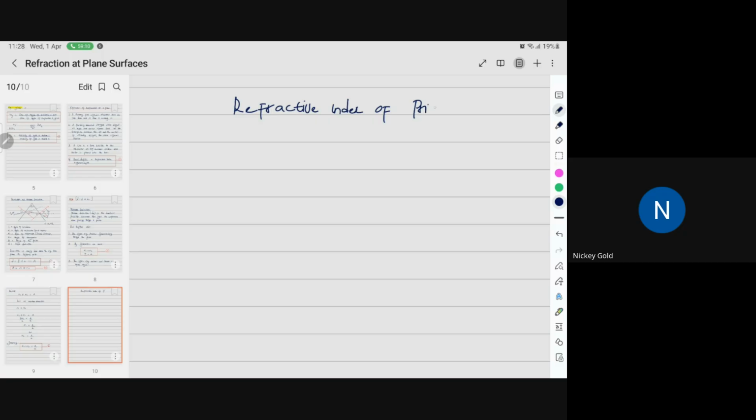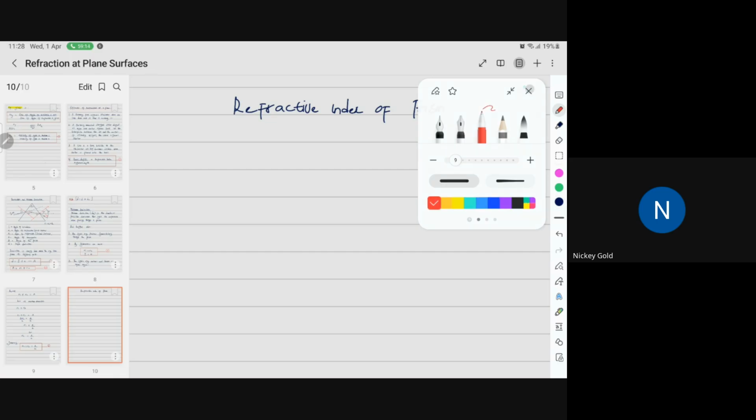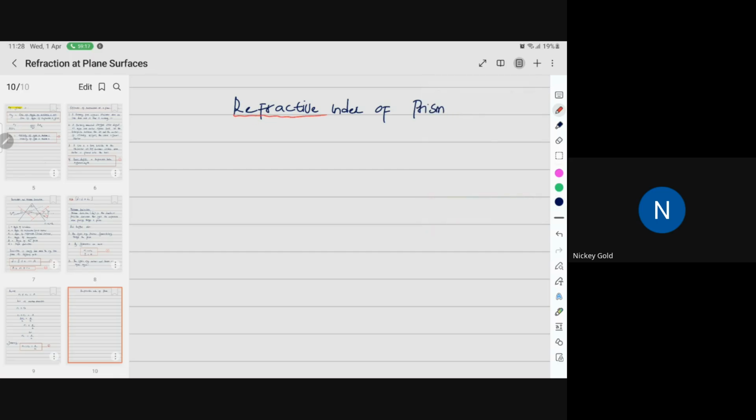Refractive index of a prism. Not the last. I also have to touch the total internal reflection. So, refractive index of a prism. Now how can you connect both of them?